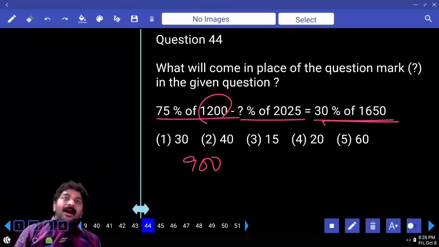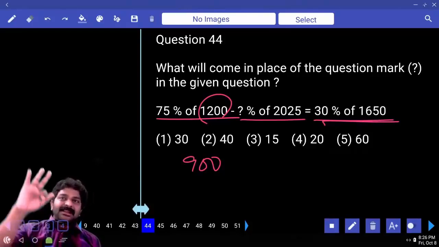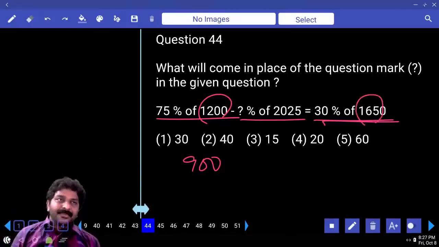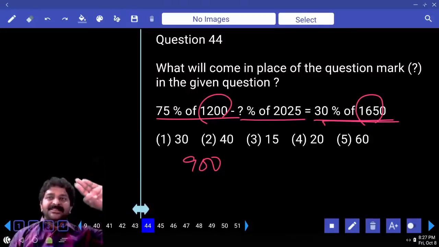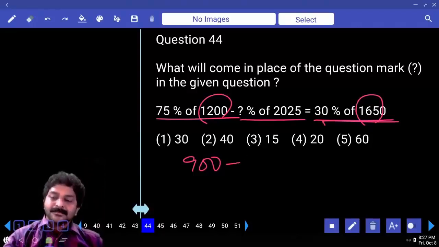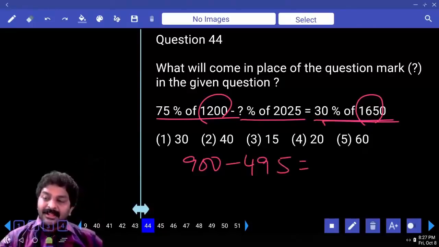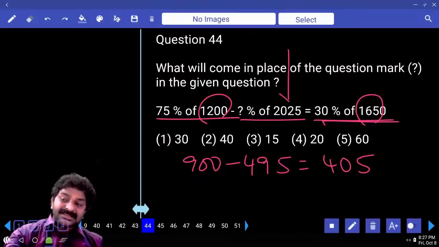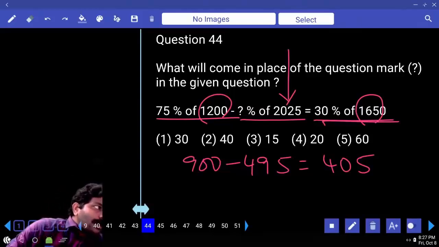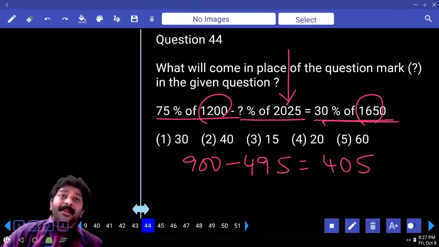Minus 30%. How do you get 30%? 10% 3 times. What is 10%? Forget about 5 for some time. 163 times. 5 3s. 480 15. If you subtract 495, leftover value is 405 only. 405 is what percentage of 2025? That's what we have to calculate. What is 10%? 202.5. Exactly double is 405 only. 10% double in the sense 20%. Which option? 4th option.